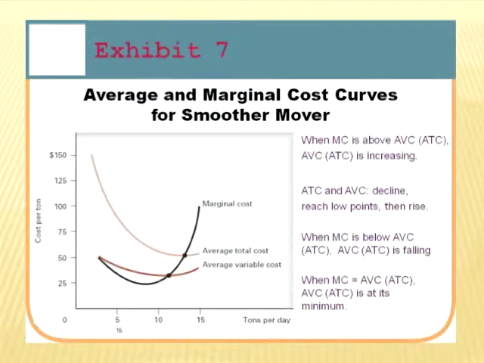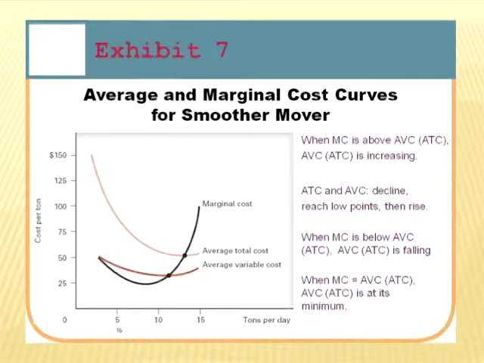If you draw those, then you get something like this. And notice that the marginal cost curve intersects the bottom of each of the average cost curves. So it pulls the curve downward until it hits the bottom, it intersects with it, and then it begins to pull it up again.